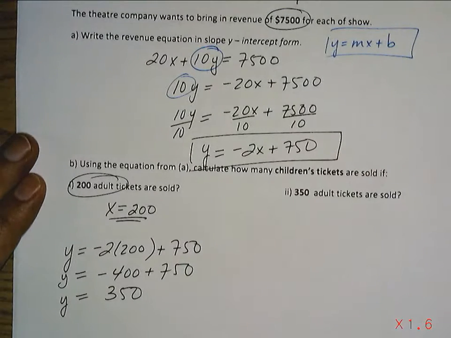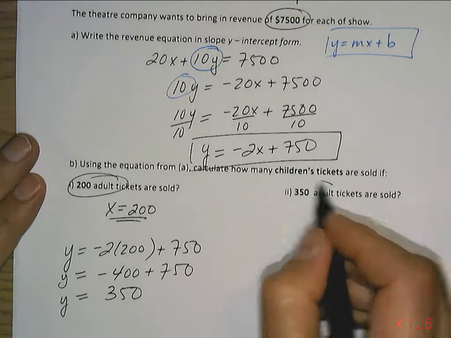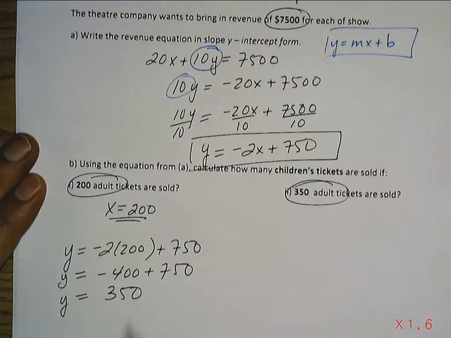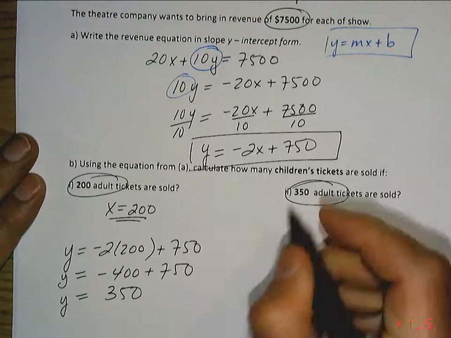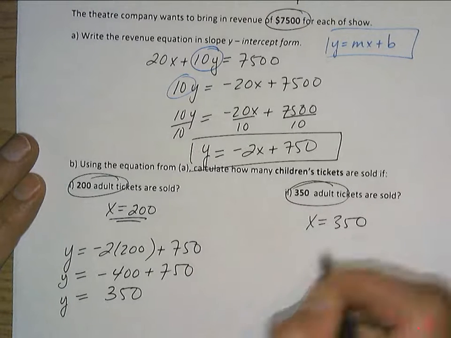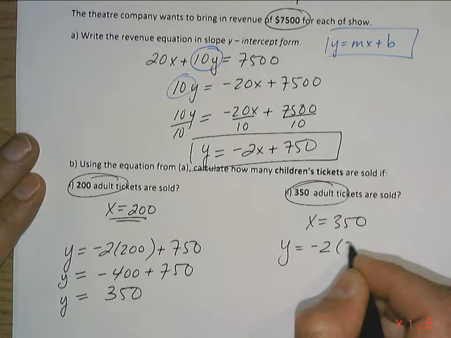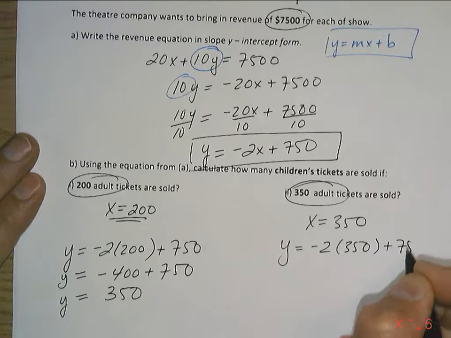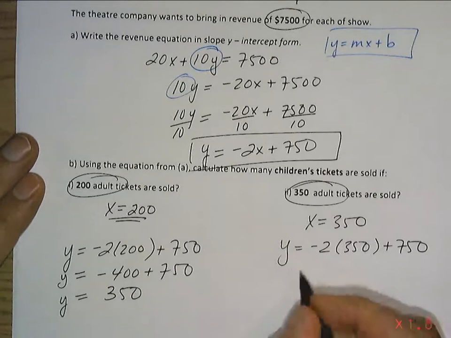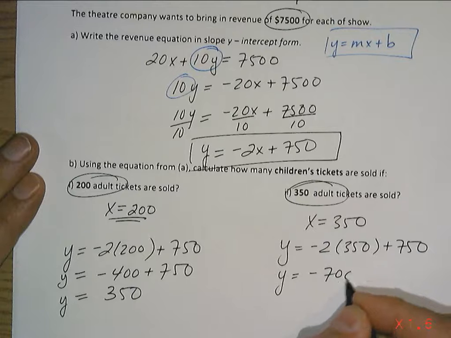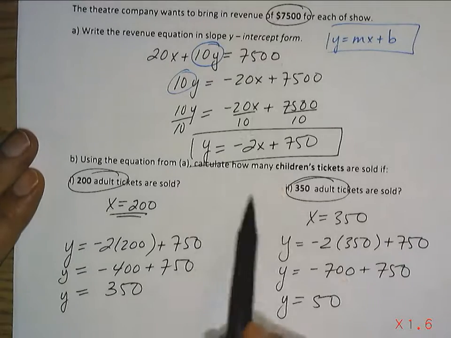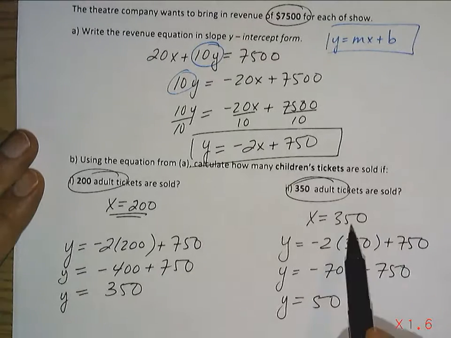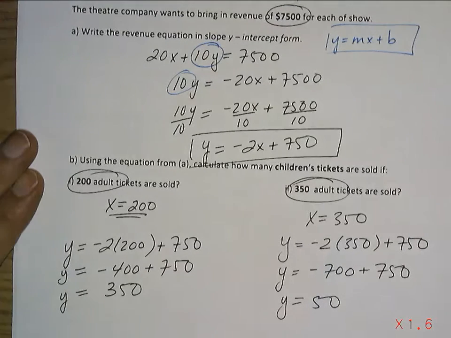$7,500. Well, what if we sold 350 adult tickets? That's more than we had before, so I should need fewer children's tickets. Let's see. That'll be 700. And we only need 50 children's tickets this time to get our revenue of $7,500 because we sold 150 more adult tickets.